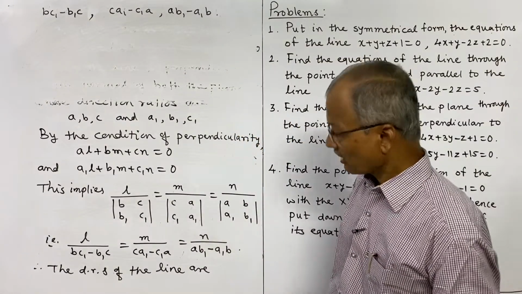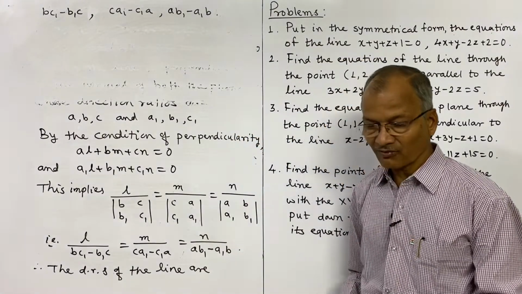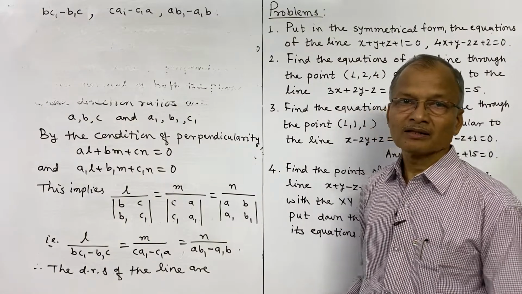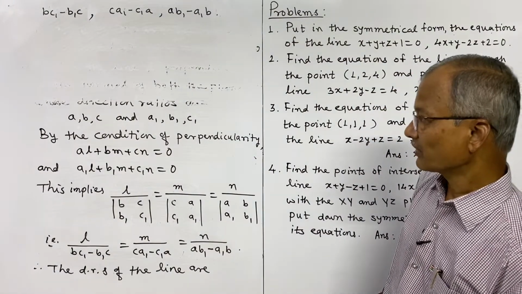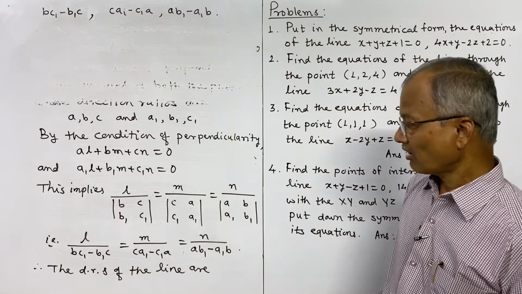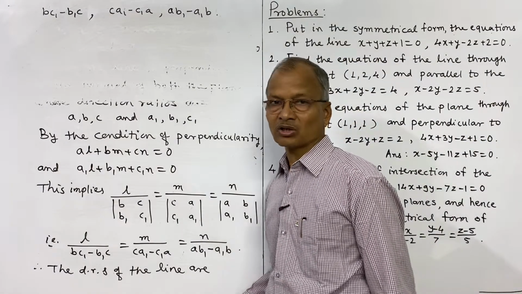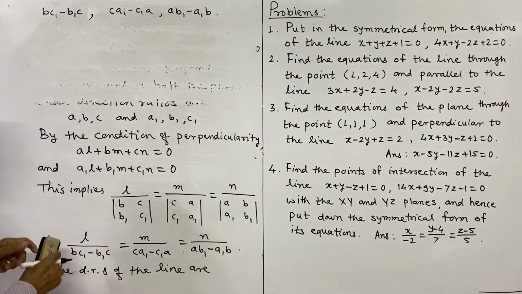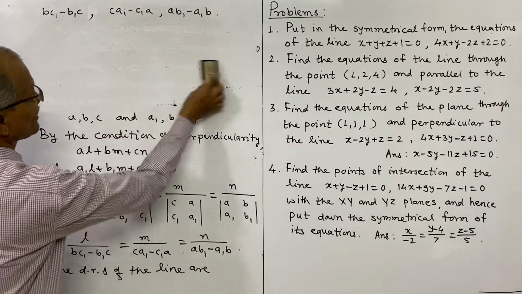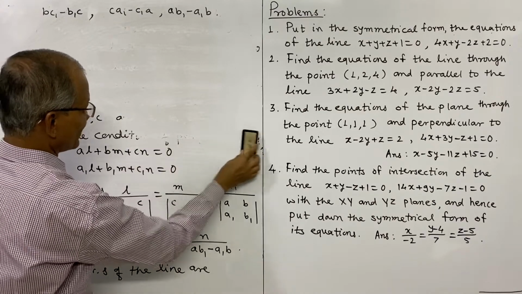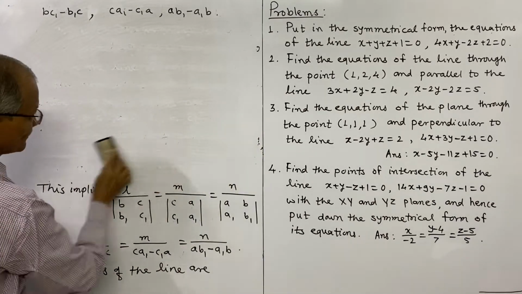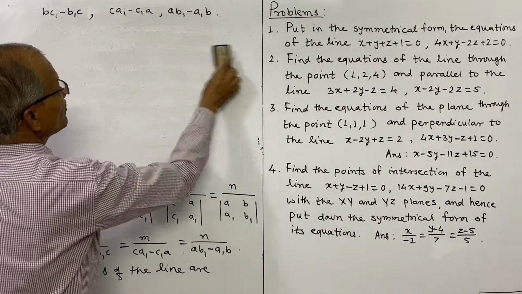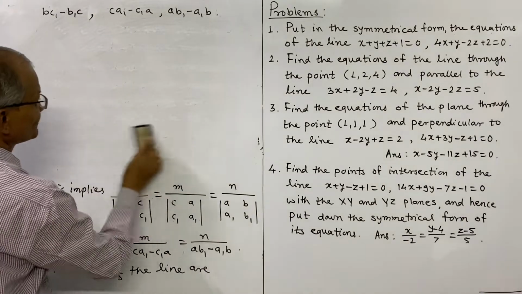So thus we have done the first part, to obtain the DRs of the line. Now we have to find a point on the line, and that we will obtain as the intersection of the planes with the z equal to 0 plane, which is actually the xy plane, to find any point on the line.